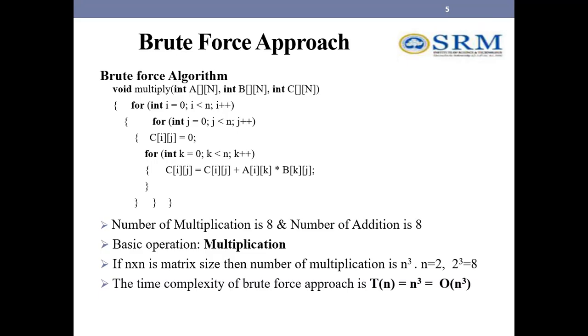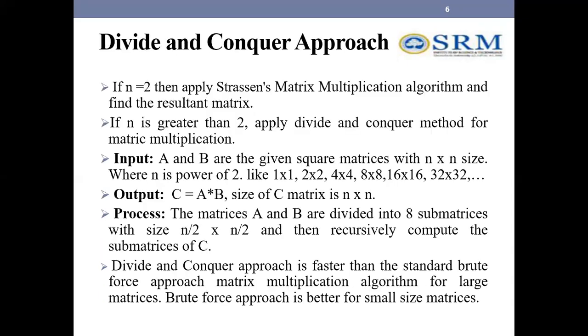So the time complexity of the brute force approach is T of n equals n cube, that is order of n power 3. So the time complexity of matrix multiplication using the brute force approach is order of n power 3. There are 3 for loops, so this statement is executed n cube times. So that is order of n cube. That is the time complexity of a 2 cross 2 matrix, or a matrix of size n, using the brute force approach: order of n cube.